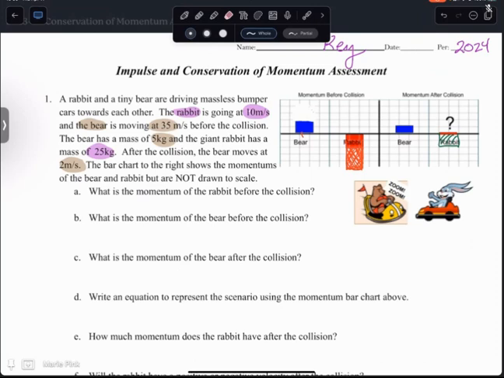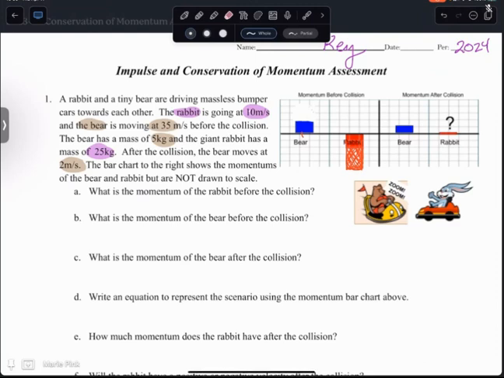A rabbit and a tiny bear are driving massless bumper cars towards each other. The rabbit is going at 10 meters per second and the bear is moving at 35 meters per second before the collision. The bear has a mass of 5 kilograms and the giant rabbit has a mass of 25 kilograms. And after the collision, the bear moves at 2 meters per second. The bar chart to the right shows the momentums of the bear and the rabbit, but are not drawn to scale. What is the momentum of the rabbit before the collision?